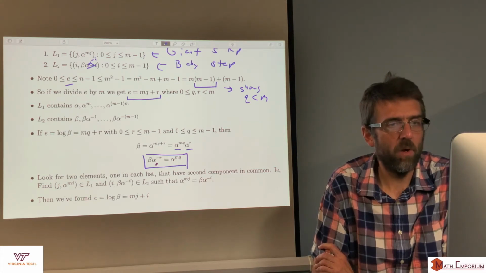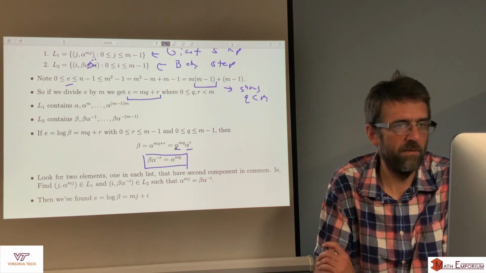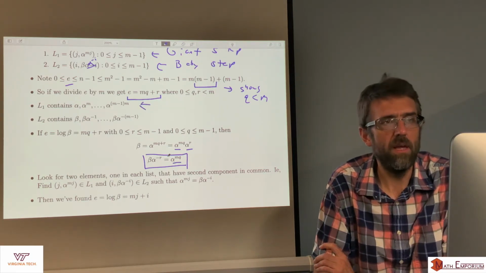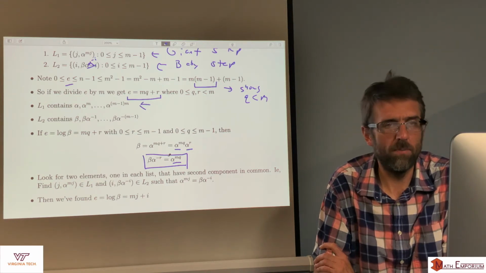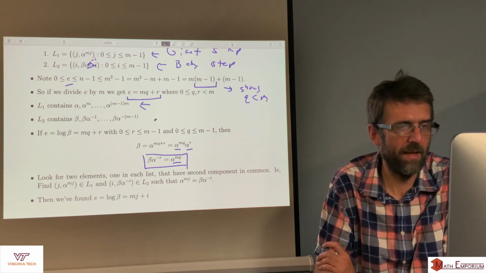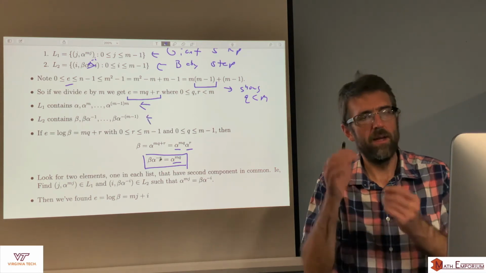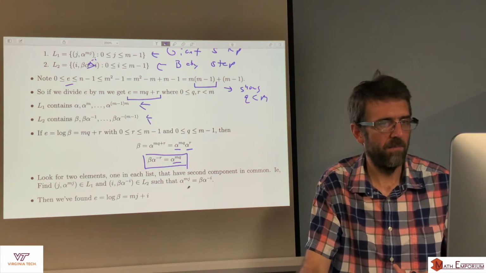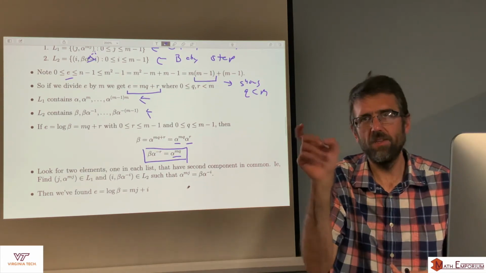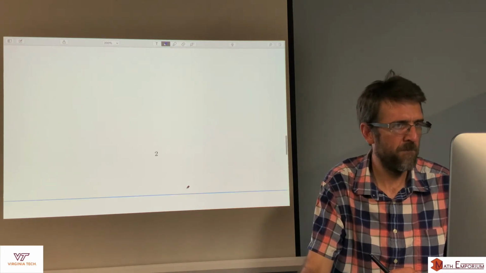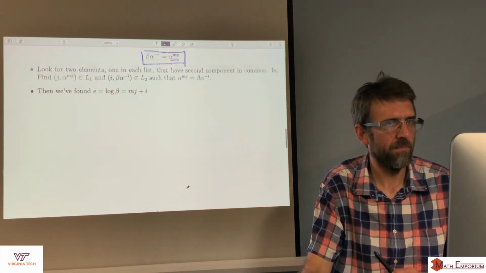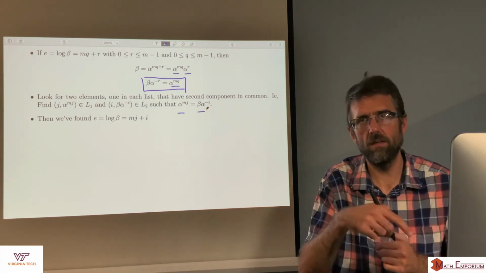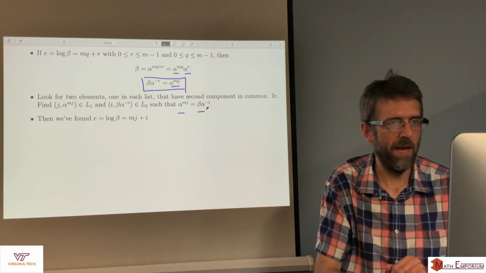So this equation is telling me there's going to have to be some coincidence. This corresponds to the second entry of that ordered pair in L1, and this corresponds to the second entry of that ordered pair in L2. And so there's going to have to be some point at which they coincide. So I look for that collision in the second element, to see where they coincide.